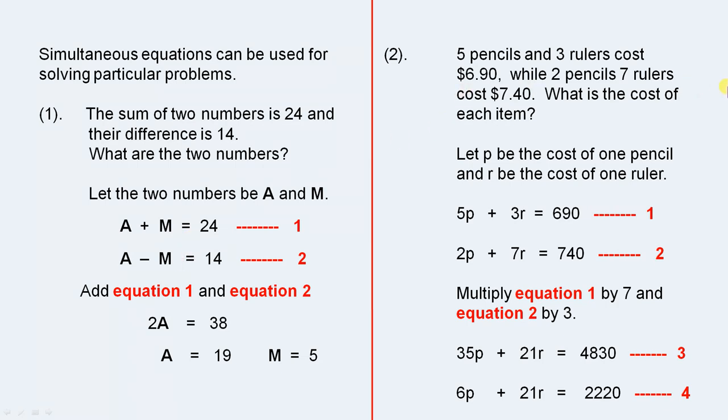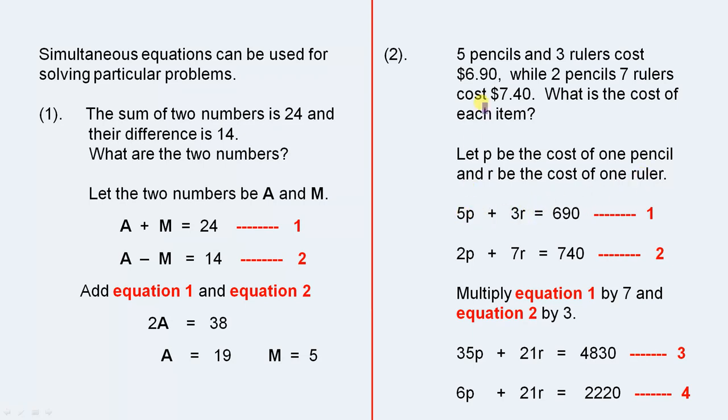This one's a little bit more involved, but the same principles apply. 5 pencils and 3 rulers cost $6.90, while 2 pencils and 7 rulers cost $7.40. What is the cost of each item? Let p be the cost of one pencil and r be the cost of one ruler.